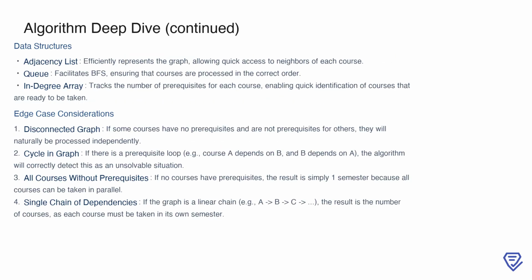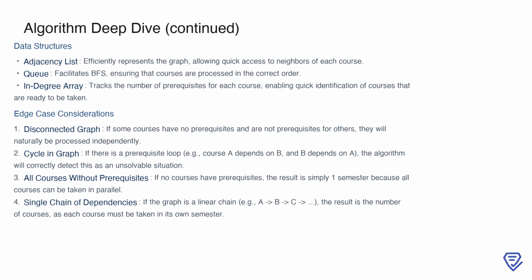To implement this algorithm effectively, we rely on three key data structures. The adjacency list is used to represent the graph, allowing efficient access to the neighbors of each course. The queue is essential for facilitating the BFS process, ensuring that courses are processed in the correct order based on their prerequisites. The in-degree array helps us track the remaining prerequisites for each course, enabling quick identification of courses that are ready to be taken.